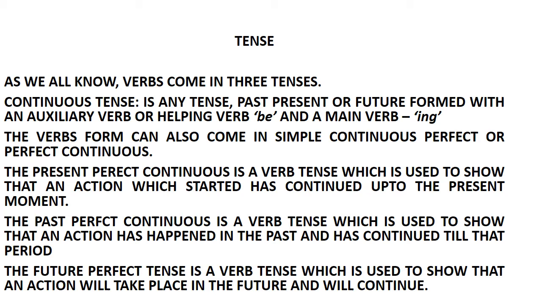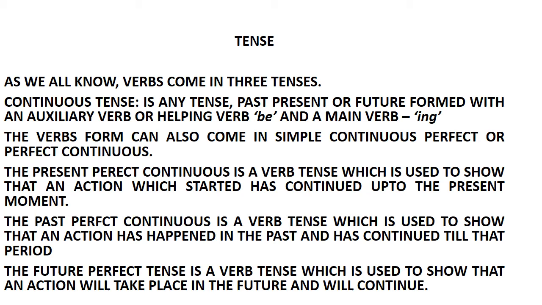Now the present perfect continuous is a verb tense which is used to show that an action which started has continued up to the present moment. Moving on, the next continuous tense is the past perfect continuous. It is a verb tense which is used to show that an action has happened in the past and has continued till that period.